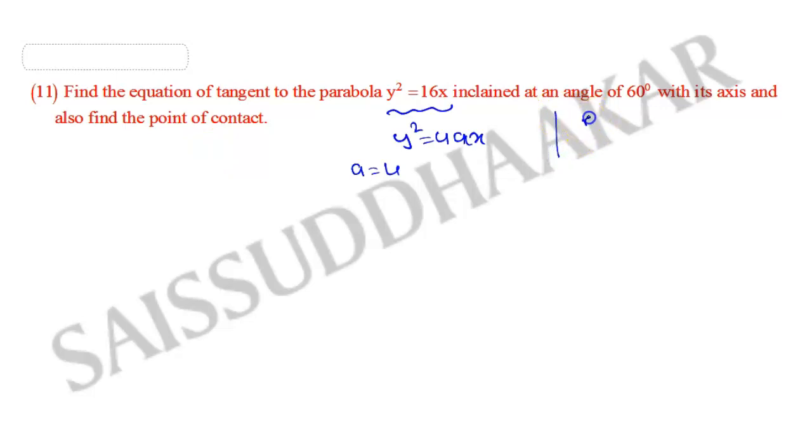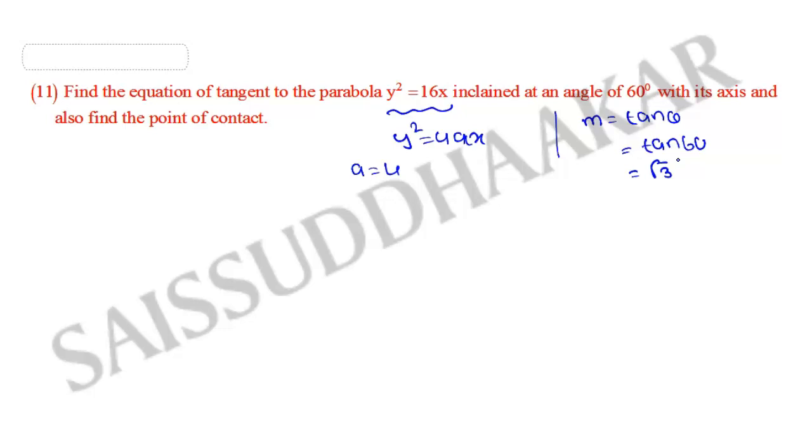Here an angle is given. In general the angle we can take as tan theta, so the slope m is equal to tan theta. The theta value is 60 degrees, so this is equal to tan 60. Tan 60 is how much? Root 3. So m is equal to tan 60, that is root 3.